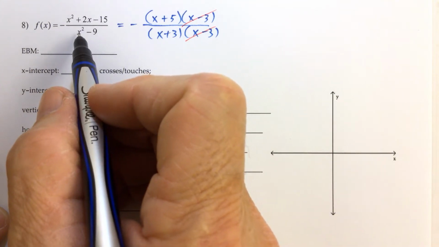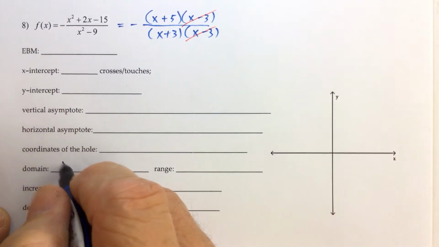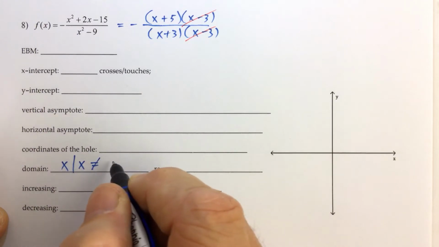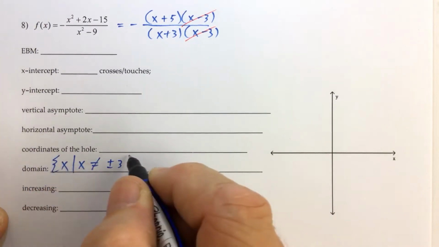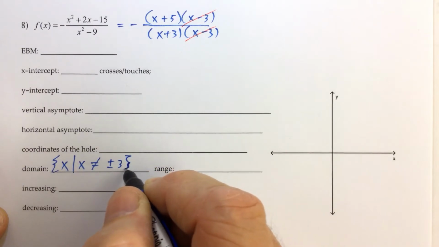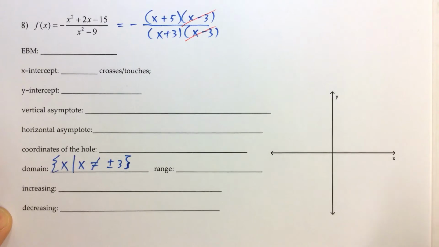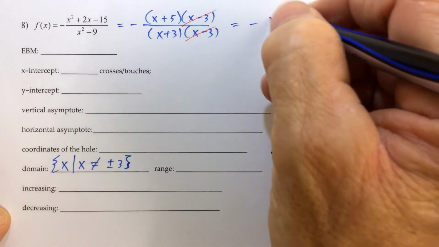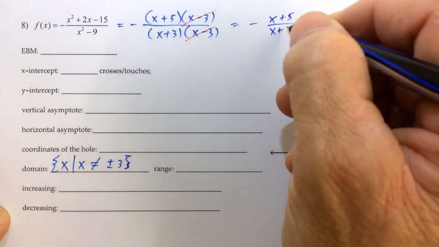We're not allowed to use 3 in this function. We're not allowed to plug 3 in. So the domain therefore would be all values of x such that x does not equal plus or minus 3. So that's our domain, and we'll get to the range in a minute. We want to look at the graph of the function before we find the range. So now that we've done that, we're going to go ahead and rewrite the function in its simplest form.